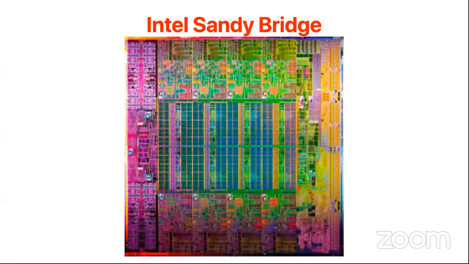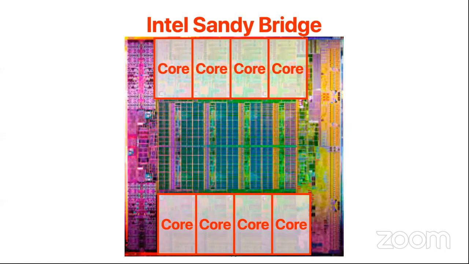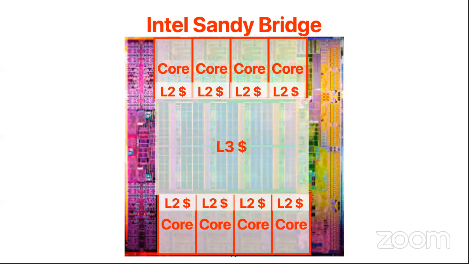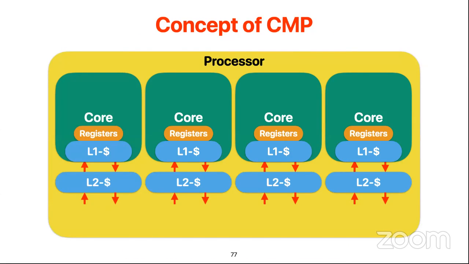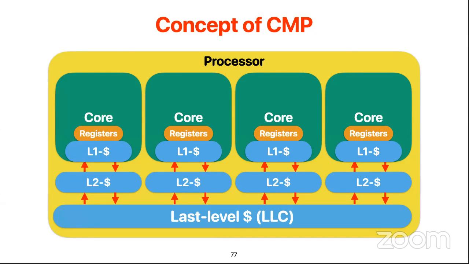And if you look at the design of modern processors, like Intel Sandy Bridge is an 8-core processor, and AMD processors are also multi-core. The concept of chip multiprocessor is that we duplicate cores, and each core has its own L1 and L2 cache, and they are connected together and synchronize their data through the last level cache. We will talk more about simultaneous multi-threading later, and chip multiprocessor in the next lecture.